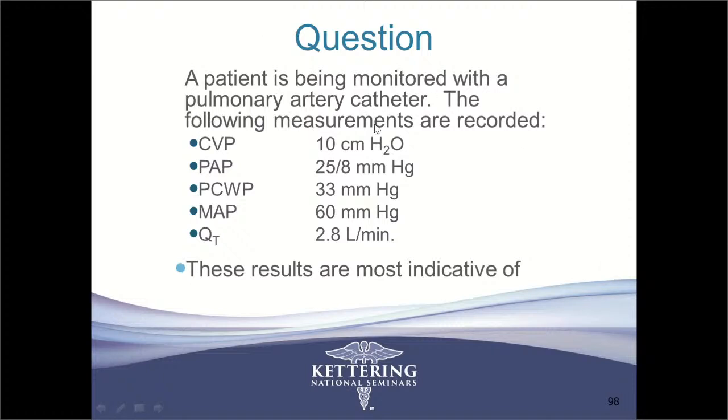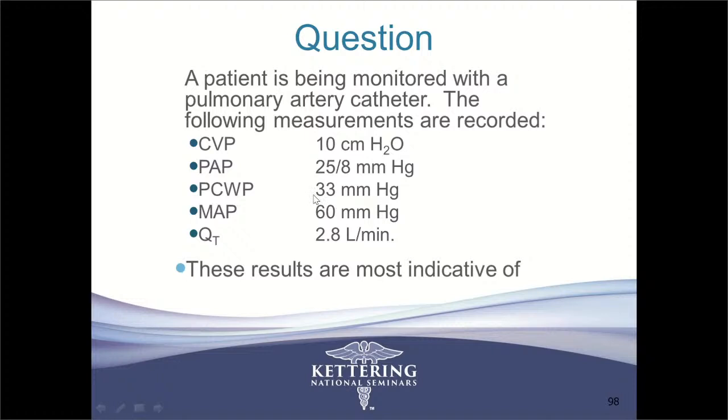Patient being monitored with a pulmonary artery catheter. Following measurements are recorded. Again, I've got a list. I'm going to skip it. Go to the question. It says these results are most indicative of. So they want to know what the problem is. Okay, let's find my double arrow. Is it my CVP? No, that's perfectly fine. It's between 4 to 12 centimeters of water. How about my pulmonary artery pressure? No, 25 over 8 is perfectly normal.